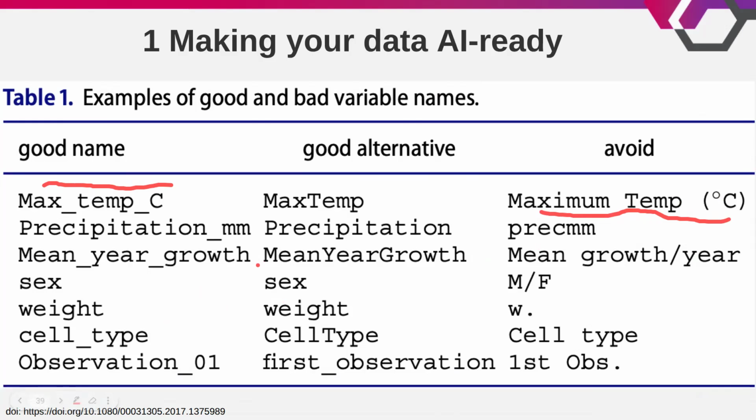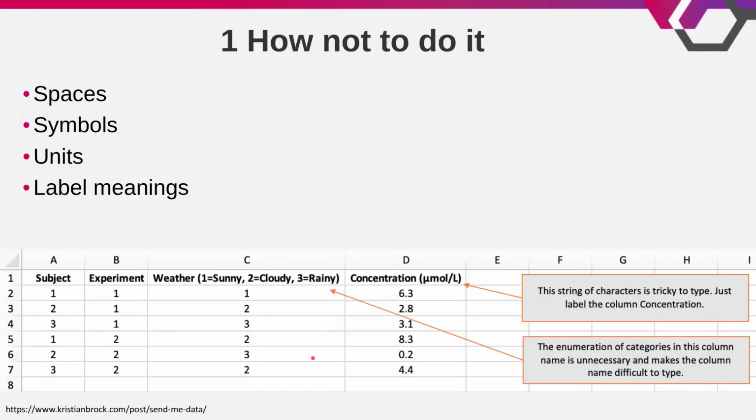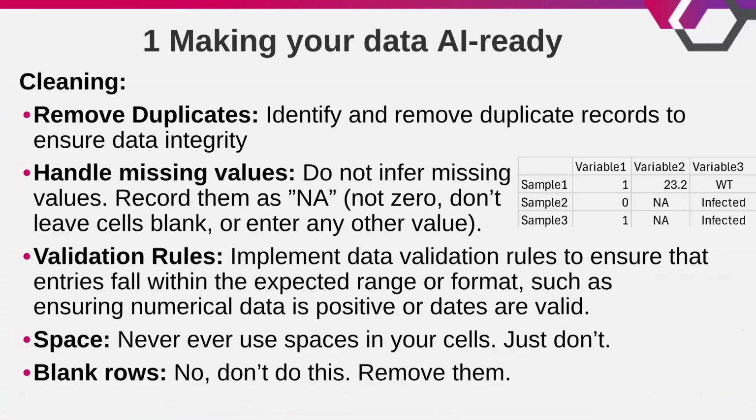There are lots of examples here. You can look at this paper yourself and see that there are some obvious things that should be done that will make your life easier. What else? Spaces and decoding the data inside the column names is not a good idea. This should be in a separate data dictionary spreadsheet. What else can we do?